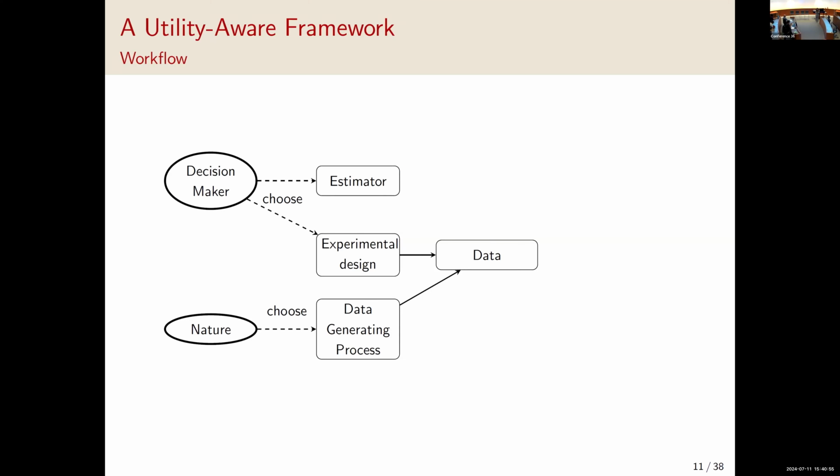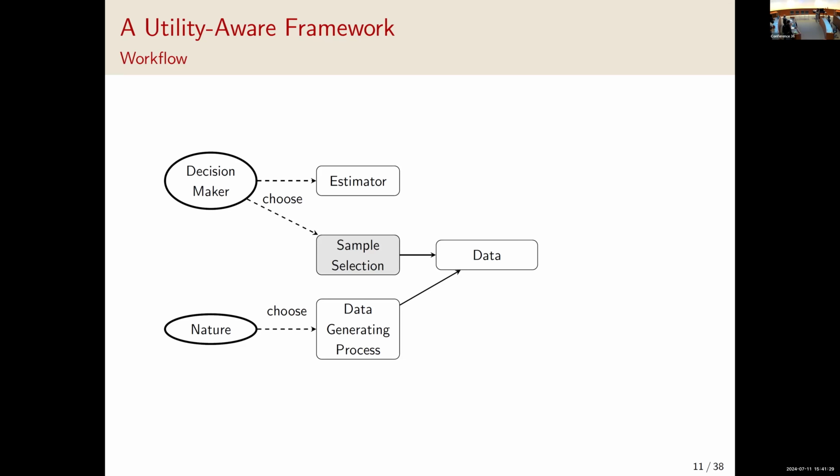Let's start with a workflow of decision-making using experimentation. The data set we observe from the experiment is going to be determined by both an experiment design chosen by the decision maker and the data generating process chosen by nature. The decision maker has no idea about the data generating process, especially something like the heterogeneous treatment effect, because that's something they want to learn from the experiment. However, they can design an experiment and use the collected data to learn about the effect and design policy.